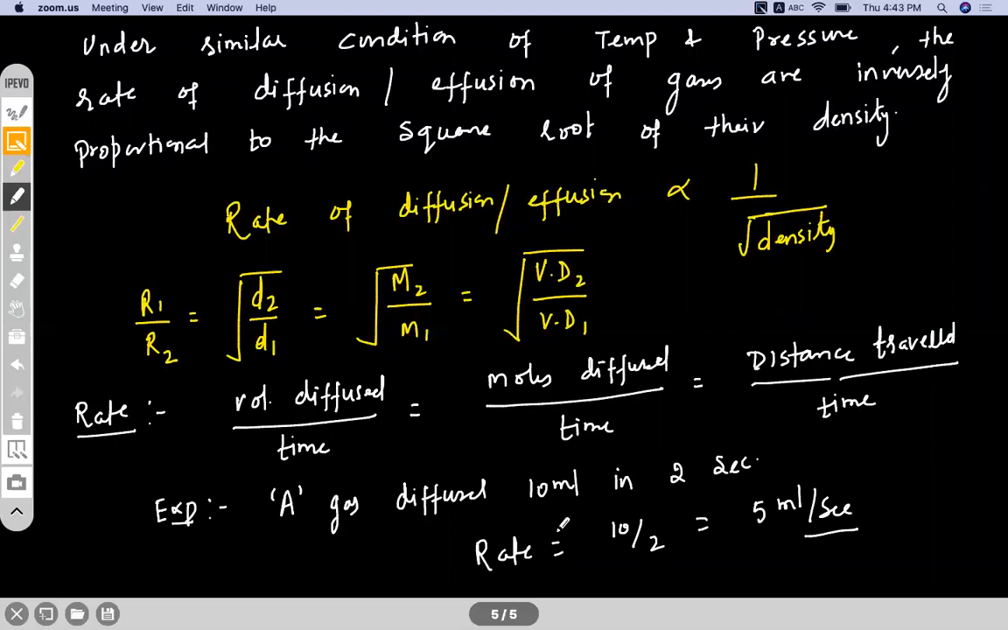And this rate we can relate with any one of these relations, whatever is required. Sometimes in the question they'll give you volume, sometimes moles, sometimes distance. Whatever relation is given in the question, you can take it here. And any one of these things we can always relate with the molecular mass of the gas. I'll give you some questions, and you will understand the point I'm talking about. But rate we define like this, okay?